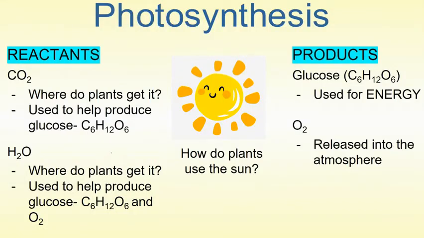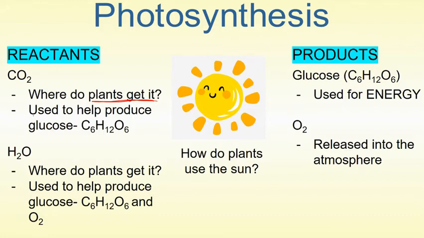Now, to break things down even a little bit further. If we look at photosynthesis and the reactants in our equation, we have our CO2, carbon dioxide. We need to look at where the plants get this from. Plants are getting the CO2 from the atmosphere, and it's coming from us and other consumers, because every time we breathe out, we are releasing CO2. It goes into the atmosphere, and the plants can take it in.